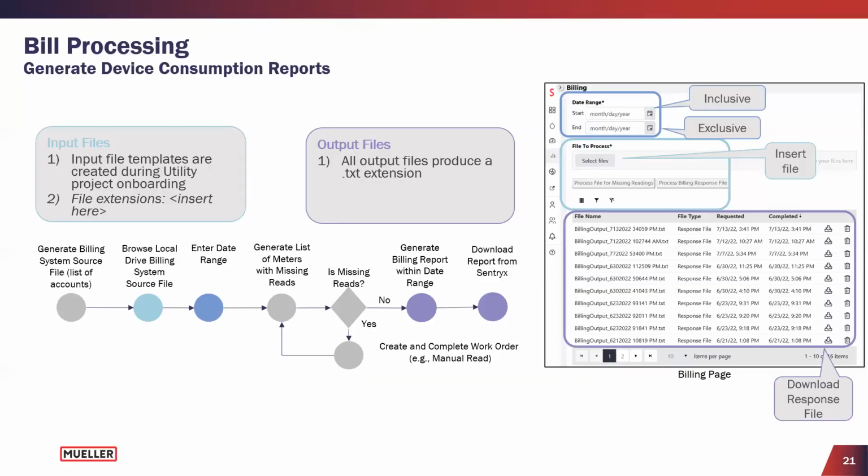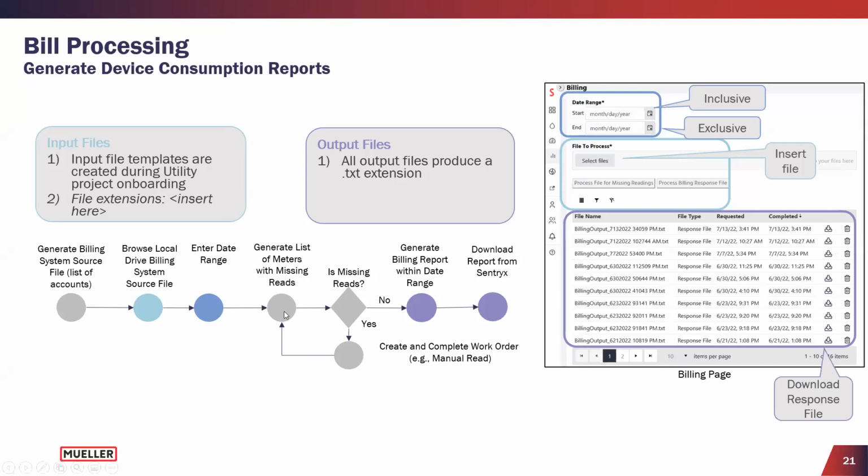I'm going to switch over to my live view here shortly. But all in all, it's basically a three-step process, like I just explained. First, grab that file from your billing system, import it into Sentryx, and define the date range that you want to check in Sentryx, to say, okay, check all of these accounts for this date range, say these three dates, and see if you have any reads in there.